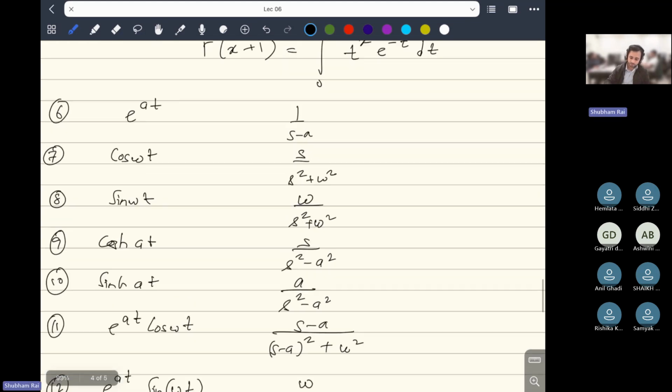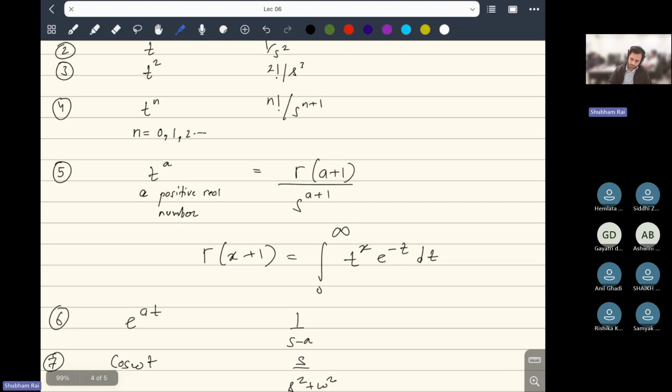Okay, what is the gamma function? So the gamma function I have told you. This is the definition of the gamma function. Let's say you want to calculate the gamma function of 3, for example.